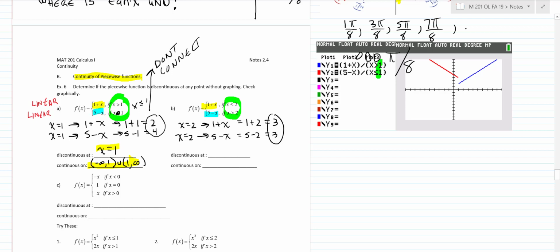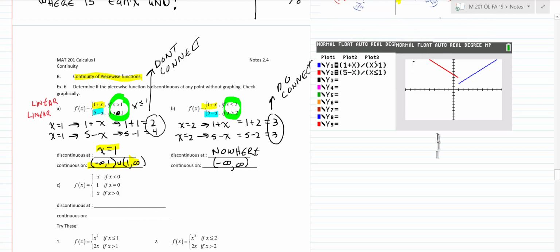So what do you think that means? They're both 3? Well, that means they're going to connect at that point then. So this means that they do connect. So that would mean that this function would be continuous everywhere. We already know it's continuous because it's two linear functions. The only question is, does it connect? Last problem didn't connect. This one does. So we're going to find that we're discontinuous nowhere. So that means we must be continuous for all real numbers. Okay, so that's how that basically gets put together.